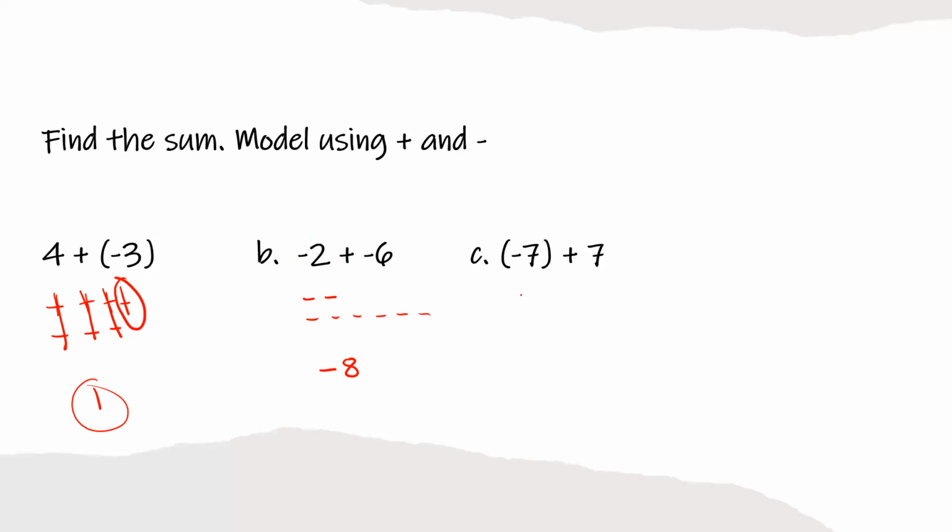All right, let's look at this one. 1, 2, 3, 4, 5, 6, 7. 1, 2, 3, 4, 5, 6, 7. And it doesn't matter if you put negatives on top or bottom. We just need to write them, right? Look at this. They cancel each other out the whole way. So our answer is 0.